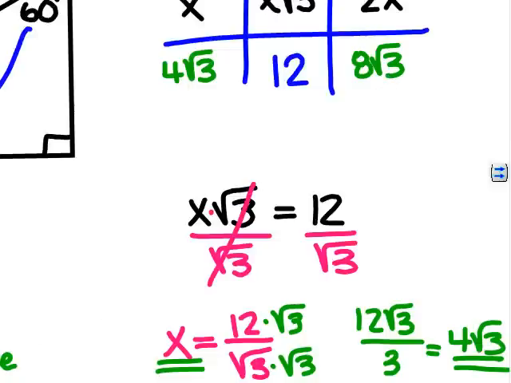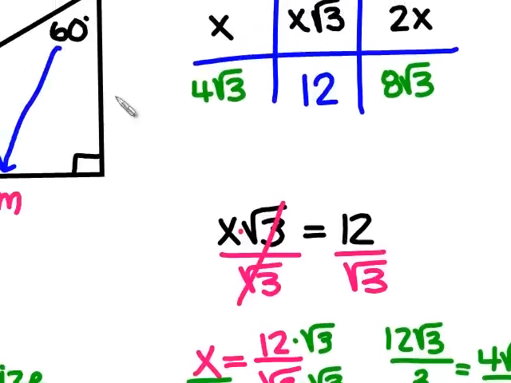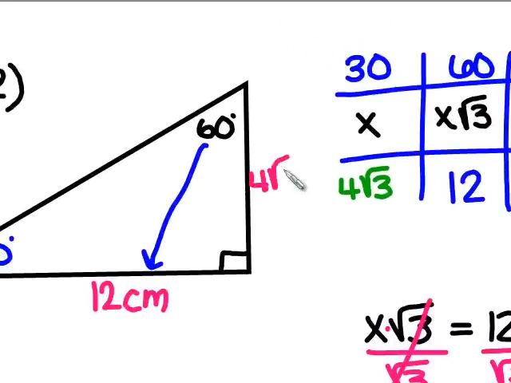So when you go to label that in your picture, across from the 30, this leg is 4 square root of 3. This is measured in centimeters. Across from the 90, that's your hypotenuse, is 8 square root of 3 centimeters.